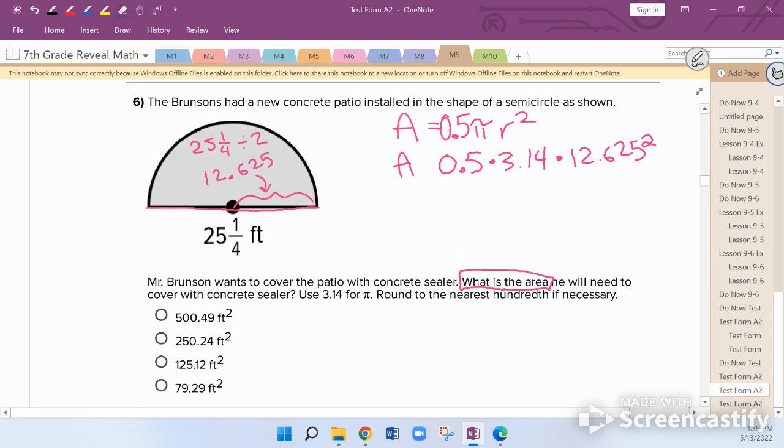Again, I forgot to put the approximately symbol because we're using an approximation for pi. I'm going to multiply, and my final answer comes to 250.24 feet squared. Why is it feet squared and not feet or feet cubed? Because we're finding area.